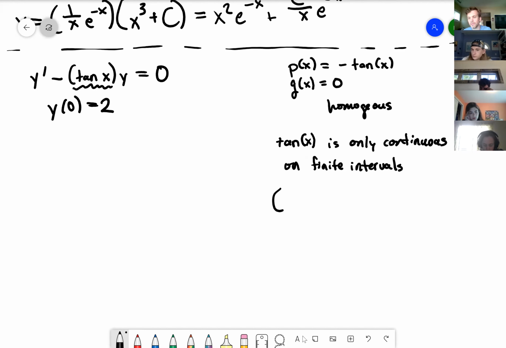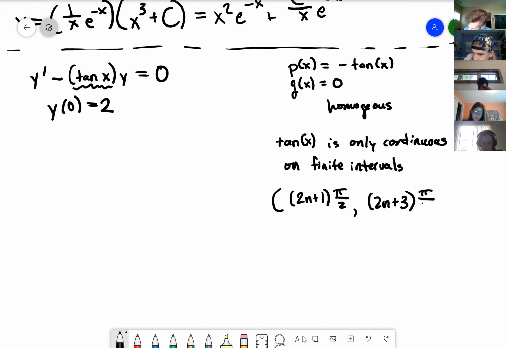So the endpoints of the discontinuities of tangent happen whenever we get to an odd multiple of pi over 2. So we'll have 2n plus 1 times pi over 2 up to 2n plus 3 times pi over 2. Right. We only get it in intervals like this.